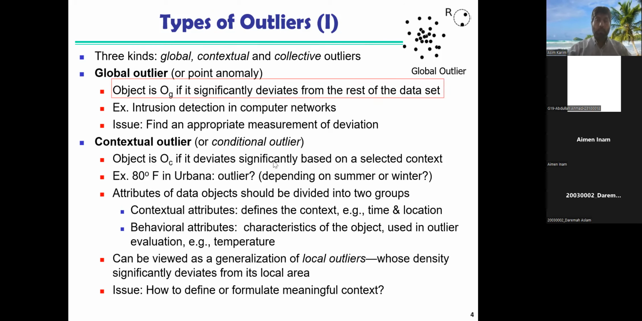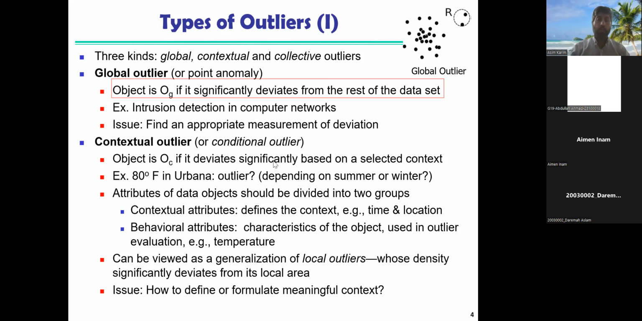A global outlier is generally a single point, a single object. Similarly, a contextual outlier or local outlier is also a single object, while a collective outlier is multiple objects. Multiple objects together exhibit a behavior that is significantly different from the normal. You cannot detect collective outliers by looking at just one point. We have to look at multiple points.